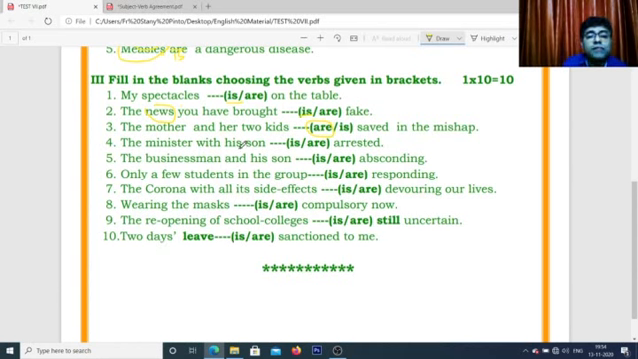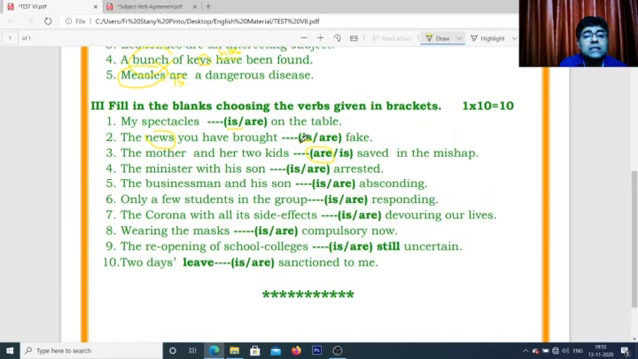The minister with his son dash arrested. The minister with his son is arrested. Now the minister is arrested and the son is also arrested. But remember, okay, what is this? Please remember this, parenthetical in nature. Okay, they are parenthetical always.